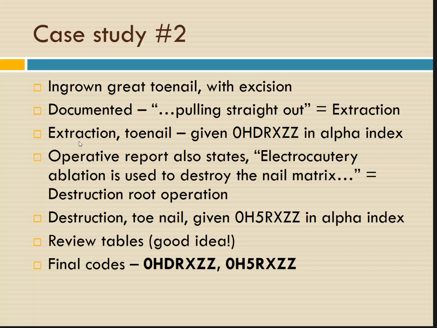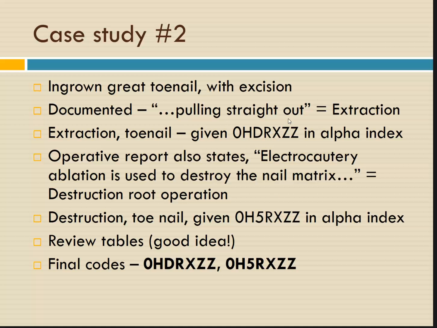So we're going to index extraction toenail. We're given 0HDRXZZ in the alpha, and that's a complete code. Again, we want to go to the 0HD table, but that is a complete 7-character code.